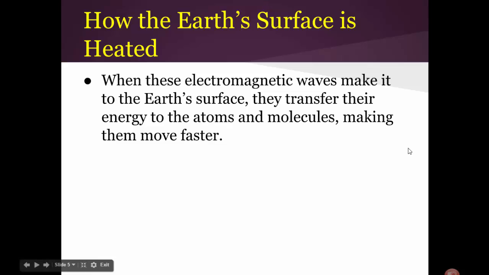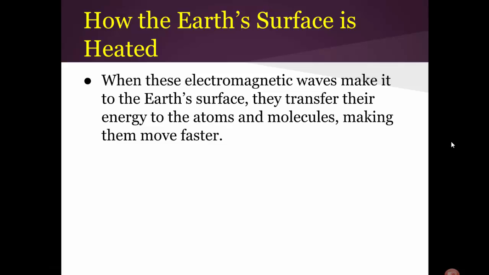Now, the surface of the Earth, same thing. When those electromagnetic waves make it to the surface, there are two things that can happen. They can either be absorbed by the surface or they can be reflected. So things like snow and water can reflect some of that light back up into the atmosphere. Other things that are dark, like parking lots and rock, can actually absorb that energy.